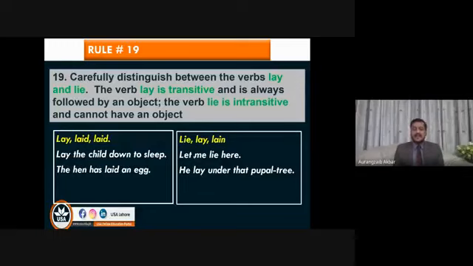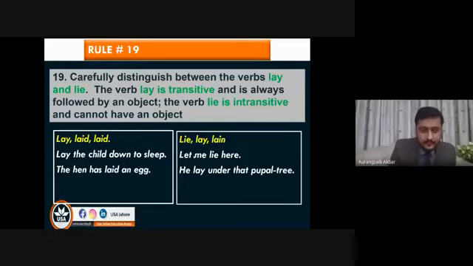The verb lay is transitive. It is always followed by an object, whereas the verb lie is intransitive and cannot have an object. Look at the example: lay, laid, laid. Lay the child on the bed. The hen has laid an egg. On the other hand, lie, lay, lain. Let me lie here. He lay under that tree. Okay, so here lay means to lie down.